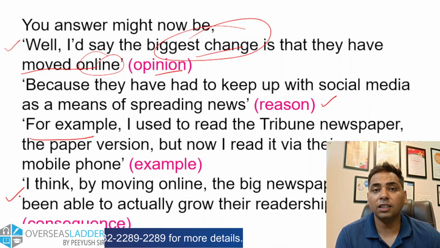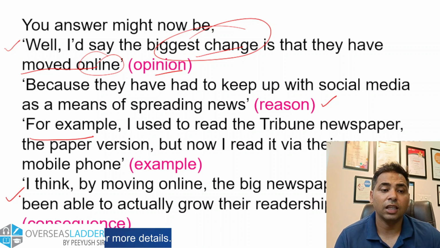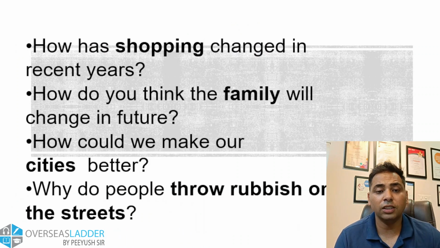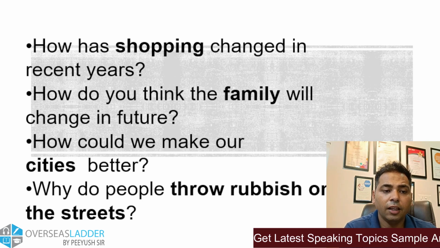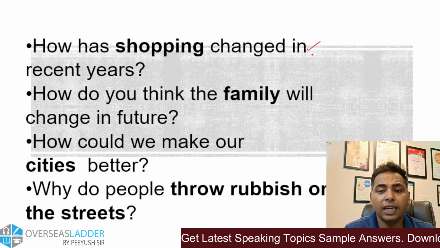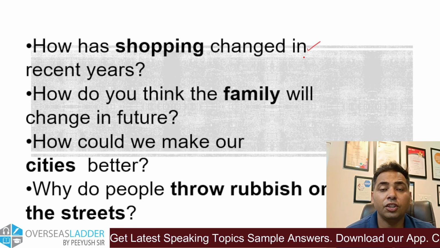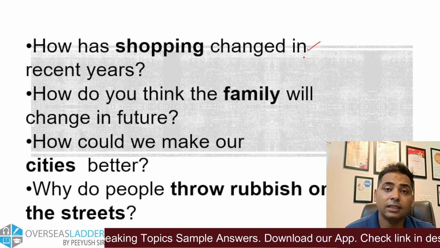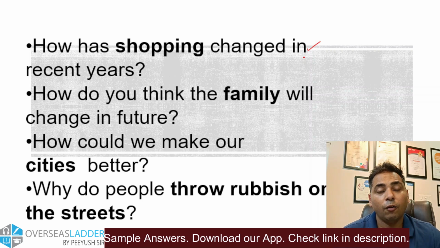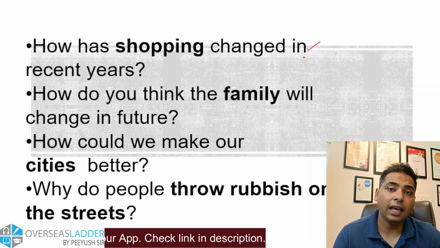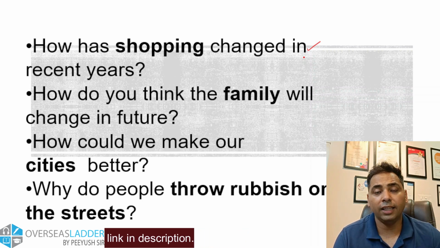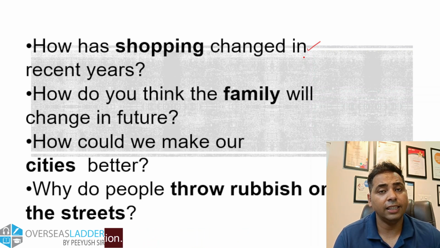You can apply this formula for a lot of questions, and there are more questions that you can practice with. So try to use this formula for these types of questions, like how has shopping changed in recent years. Similarly, we can say that yes, there has been a big transformation in shopping habits as people have moved online. Then you can give a reason for it: because it's much more convenient and even economical to shop online these days, especially in our country, India.